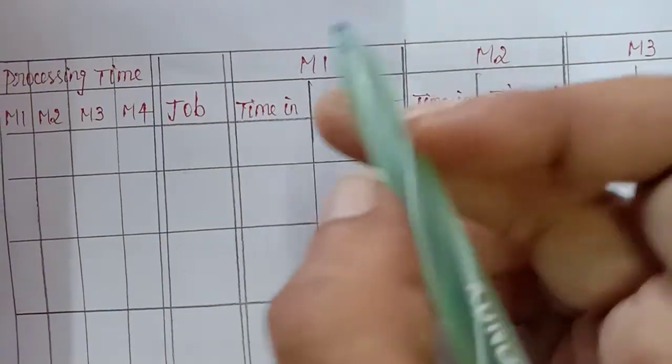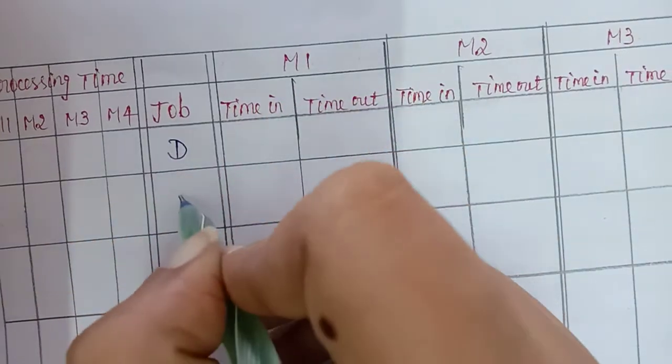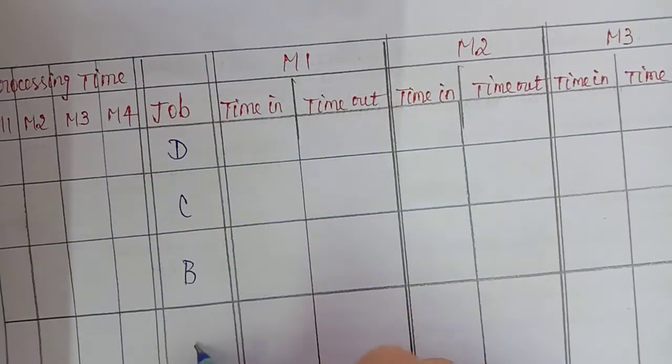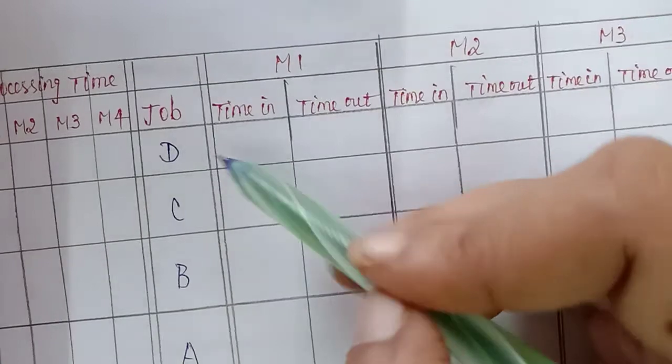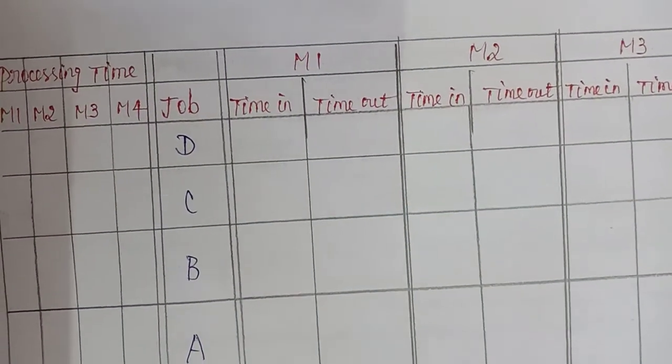Now for the sequence DCBA, we are going to find the total elapsed time.